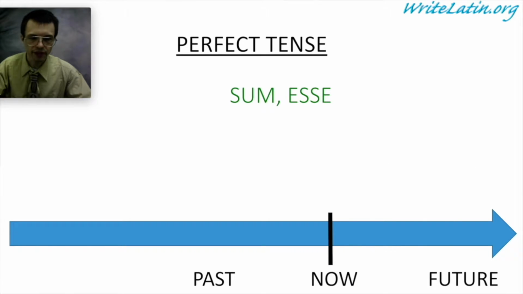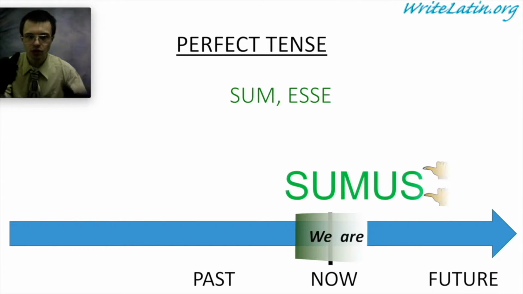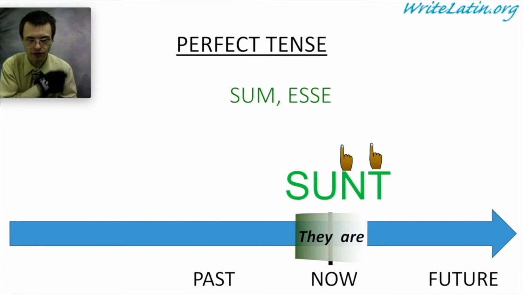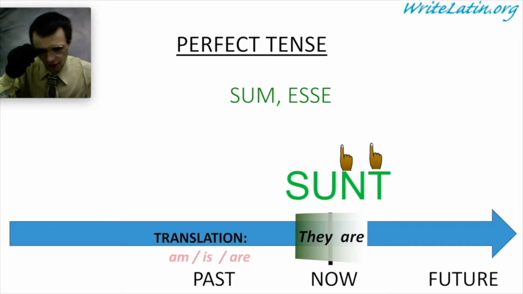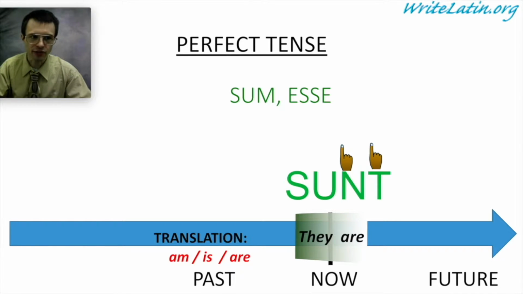Okay, so sum goes like this. Sum, I am, est, you are, est, he, she, or it is, sumus, we are, estis, y'all are, and sunt, they are over there. And the translation is am, is, or are. And this is called the verb substantive. No one ever says that anymore, but I'll just refer to it mainly as the verb to be, because the second principal part, it translates to be. So sum, I am, and to be, esse.